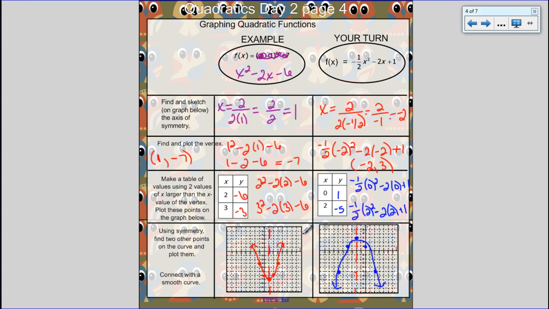So that's graphing a quadratic by hand. We won't do it a lot, but it is important to know how to do it. And so when you come to class tomorrow, this is what we will practice. I will see you then.